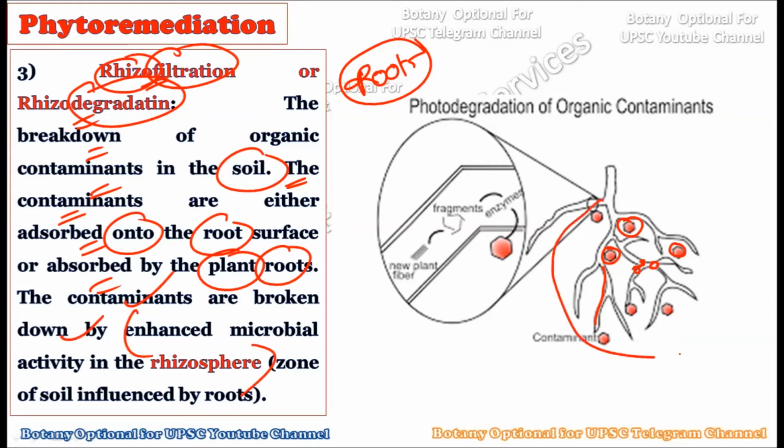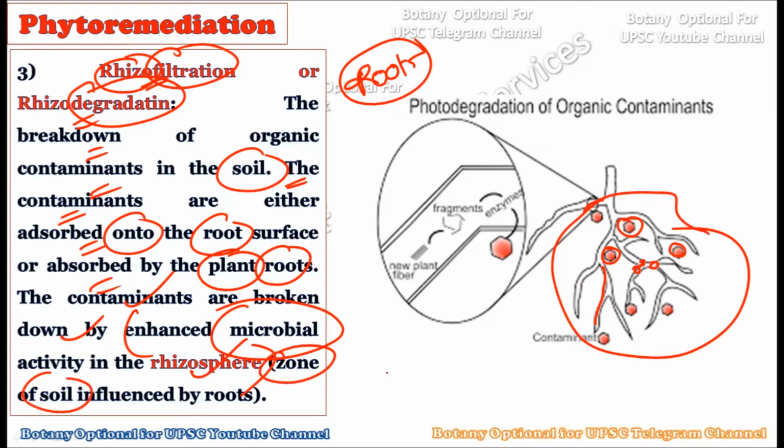As you know, in the rhizosphere there are many metabolic activities going on, and actually there is a whole area in which there is microbial activity within the rhizosphere. So this rhizosphere shows the microbial activity, and due to this particular microbial activity, these harmful organic contaminants are going to degrade here. So the rhizosphere is nothing but a zone of soil which is influenced by the roots.